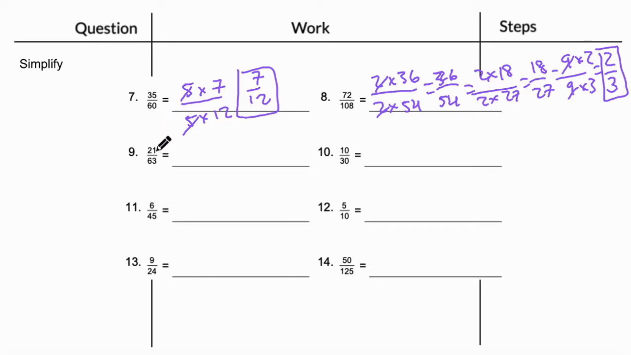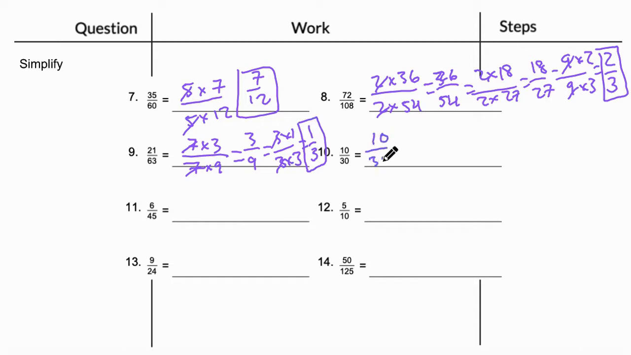Next up, 21 over 63. So this one here, some weird numbers, but I know that 7 goes into both of these. 7 times 3 and 7 times 9. Cancel out the common factors, which leaves me with 3 over 9. And I know that it's 3 times 1 and 3 times 3. So that leaves us with the simplest fraction of 1/3.